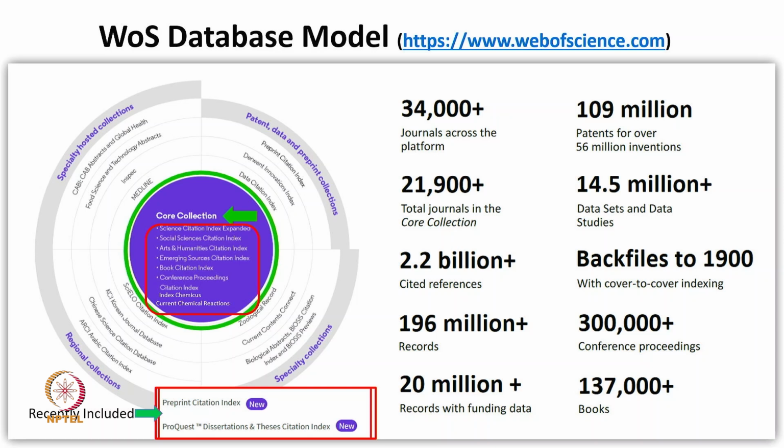It has more than 34,000 journals across the platform, 21,900 total journals in the core collection, 2.2 billion cited references, 196 million records, 20 million records with funding data, 109 million patents, 14.5 million datasets and data studies. It has back files up to 1900 and more than 3 lakh conference proceedings and 1 lakh 37,000 books.